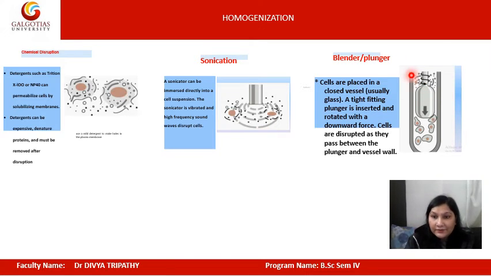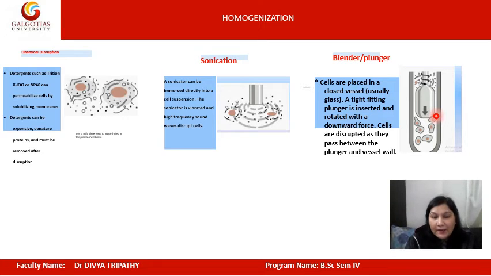And here you can see the use of a blender and plunger. In this method, the cells are placed in a closed vessel. A tight fitting plunger is inserted and rotated with a downward force. Like this, the blender will rotate and come down to the bottom, then back to the top, then come down to the bottom again. In this way, this blender works. Cells will be disrupted as they pass between the plunger and the vessel wall. These are some methods of homogenization.